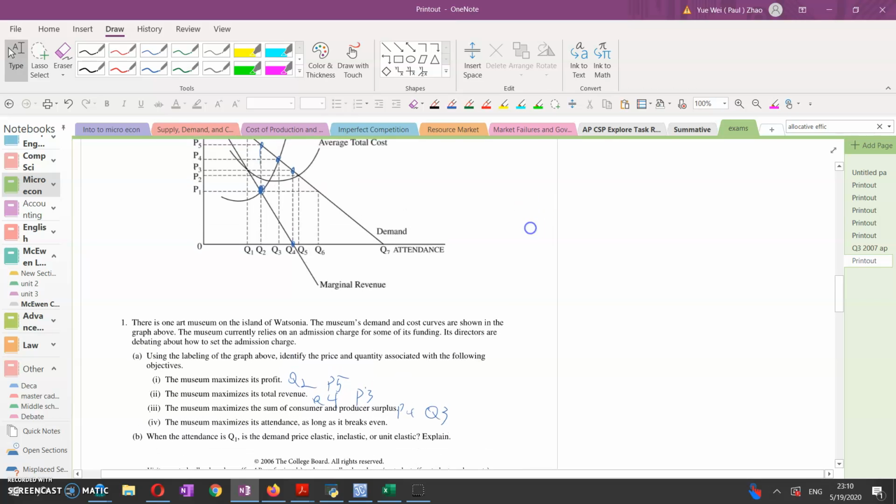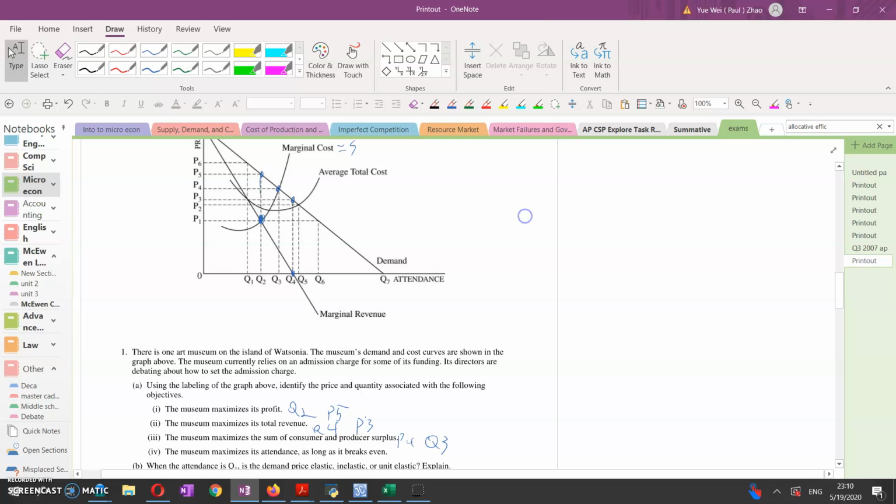The museum might also want to maximize its attendance as long as it's not actively losing money. And that is where average total cost meets demand. So they're breaking even, economically breaking even here. It's because their costs are now equal to what the consumer is willing to pay.